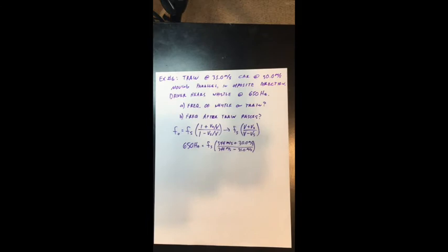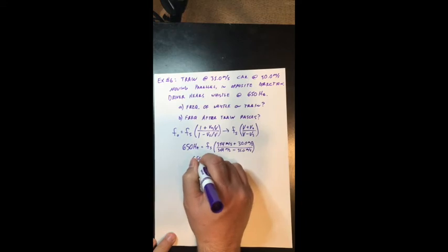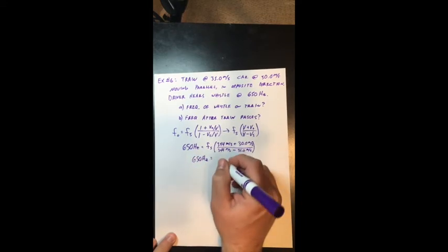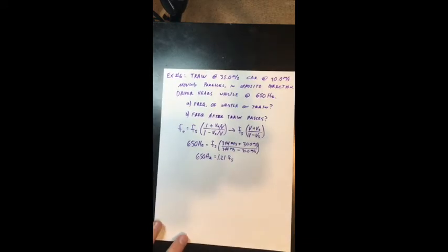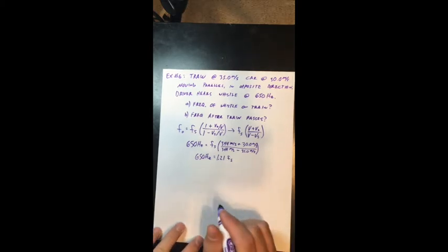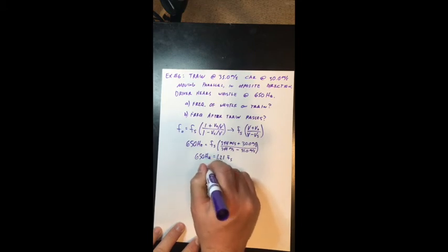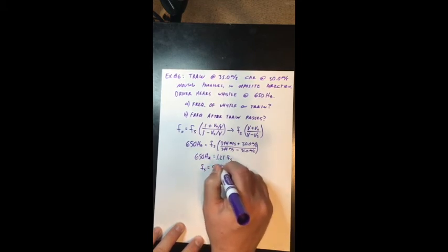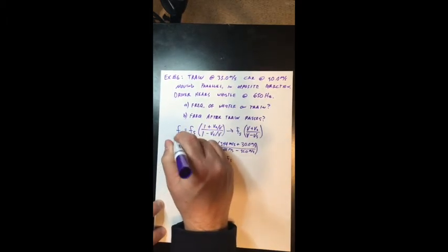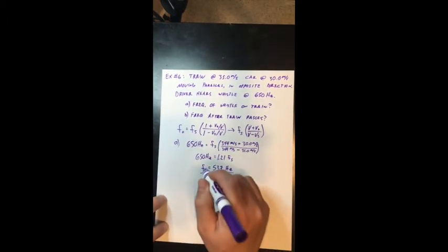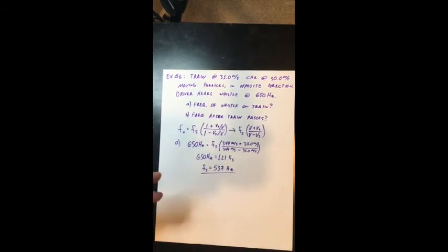So we do the math on this, we end up with 650 hertz equals 1.21 times the frequency according to the stationary position. So to solve for Fs, 650 divided by 1.21 gives us a frequency of 537 hertz. All right, so that's the answer to part A. Should have labeled, I guess, part A. 537 hertz is the frequency of the whistle according to people on the train.